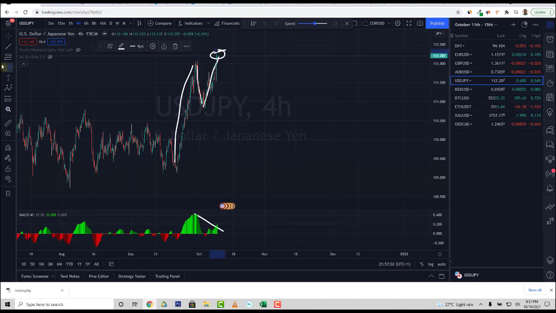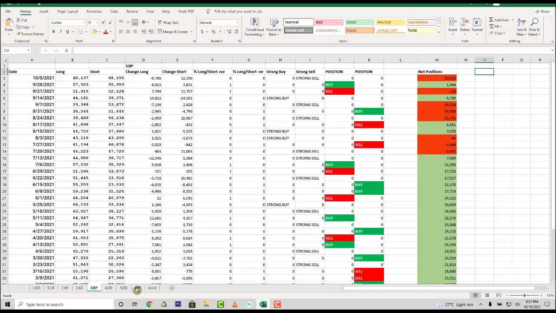So for USDJPY, I'll be looking for a clear sell setup. All right, because I believe the market is going to drop. What does the JPY tell us from the commitment of traders? Let's check that out.